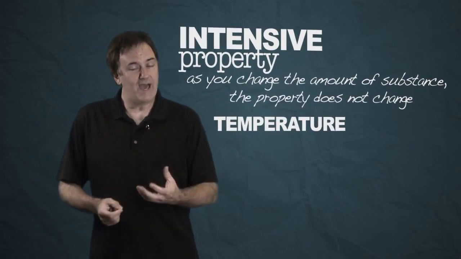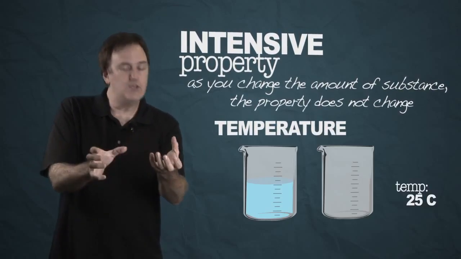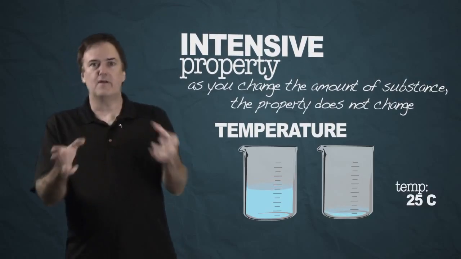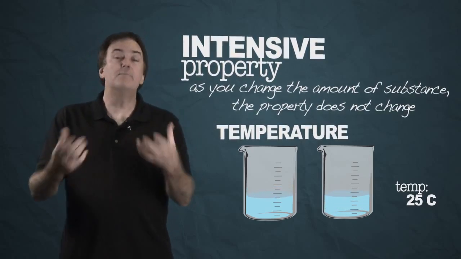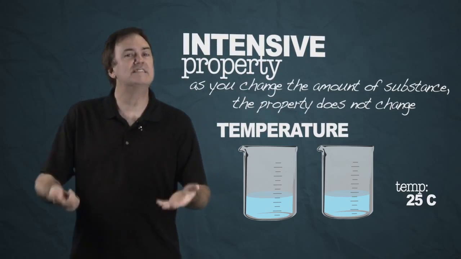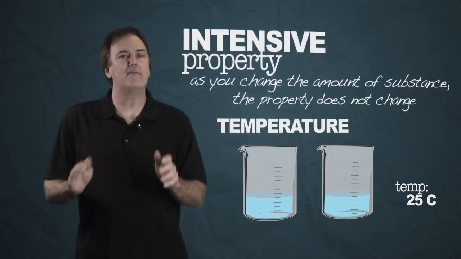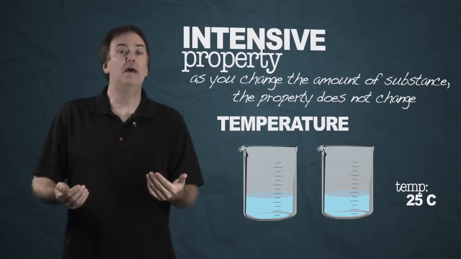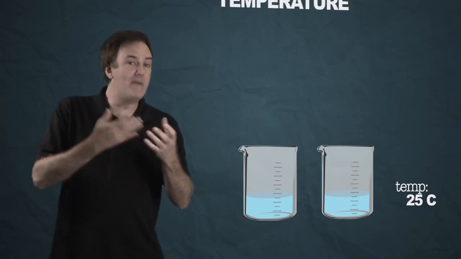Great example, if you had a glass of water that's 25 degrees C and you pour half the water into another glass and ask yourself, now what's the temperature? The temperature is still 25 degrees because it's an intensive property. It absolutely does not matter about the amount that you have. It's intensive.